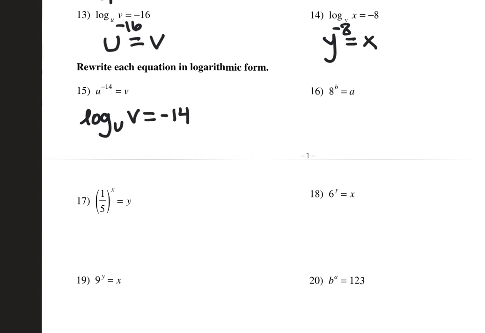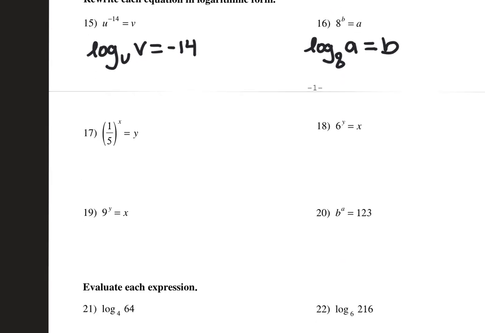Let's do it again. We're going to do log. We're going to shrink. We're going to move the equal sign, and we're going to set it equal to the exponent. Let's keep going. We're going to write log because we're writing this in logarithmic form. We're going to shrink.